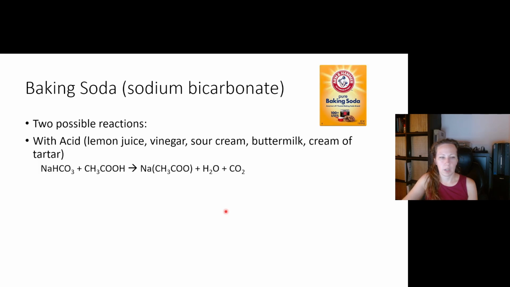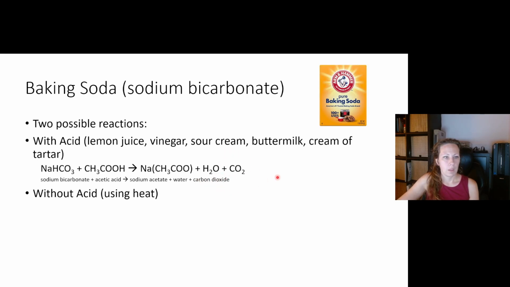And so what that looks like, here we have sodium bicarbonate. We've added acetic acid, reacts to form sodium acetate, water, and carbon dioxide. So this is just an example. The products would change depending on what acid reactant you have here, but you will always have water and CO2.